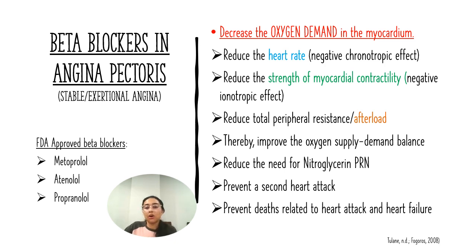So with all these effects, reducing the heart rate, reducing the cardiac output, reducing the workload on the heart, and reducing the strength with which the heart is pumping, it improves the oxygen supply-demand balance in the myocardium. Studies show that with the use of beta blockers for anginal pain, the use of nitroglycerin PRN is greatly reduced.